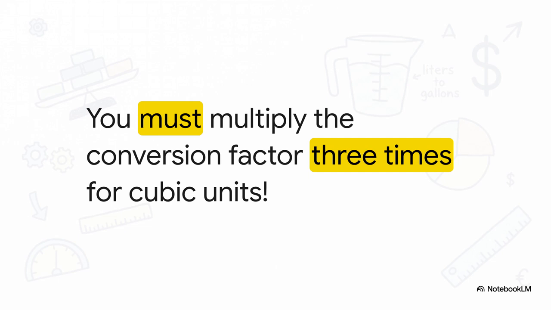What if you're converting area or volume, like square feet or cubic feet? You can't just multiply by the conversion factor once. If you're converting cubic feet to cubic meters, you have to multiply by the conversion factor 3 times. You have to raise the entire fraction to the third power to cancel those exponents out. If you forget this, your calculations will be absolutely destroyed.